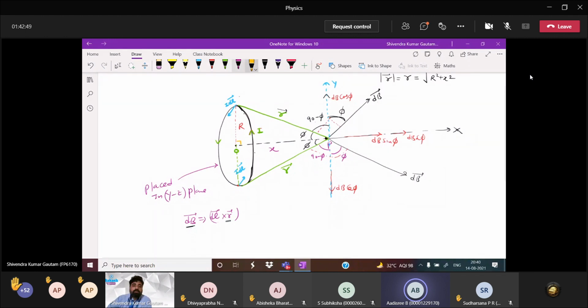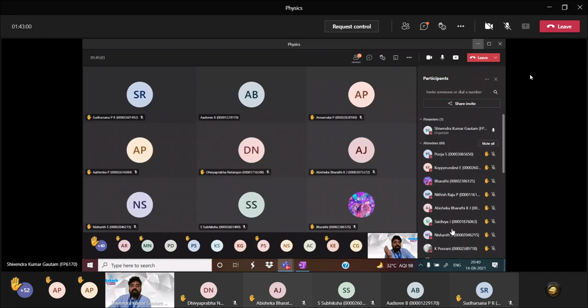Now tell me, dB cos phi up and dB cos phi down, will this cancel out or not? Yes or no? The vertical component gets cancelled out. Only the horizontal component will be present in the magnetic field expression. It is the same as we discussed in the electric field calculation in a ring. There also the vertical component got cancelled out and the horizontal component will add. Here also you see the vertical component cancelled out. The horizontal component will add.